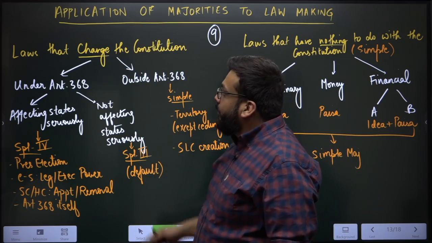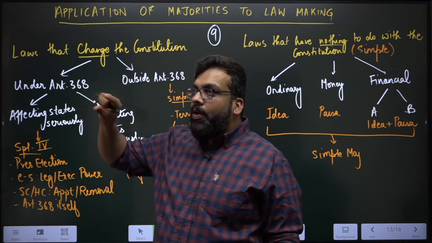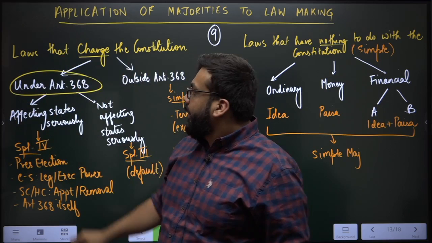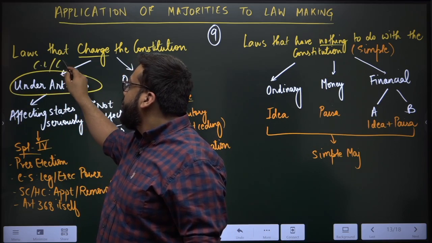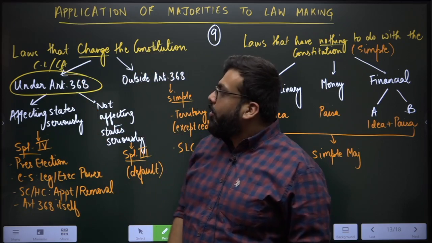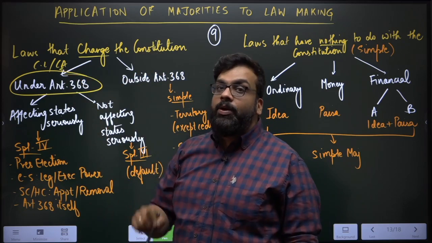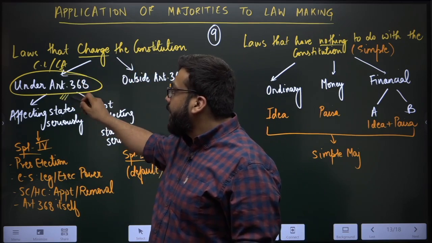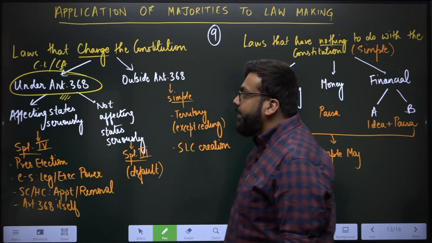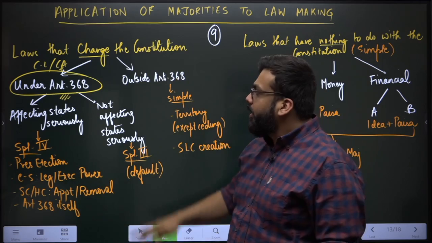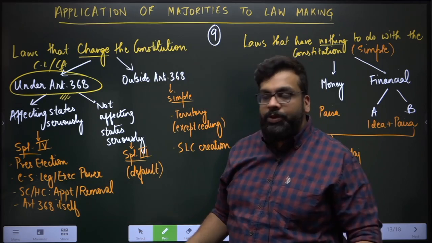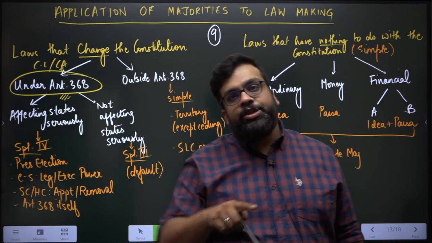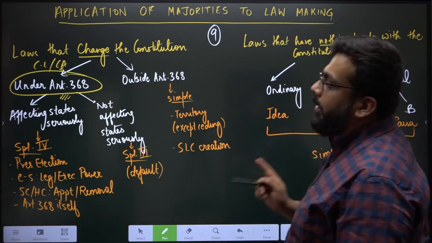Only laws which change the constitution, or change those parts of the constitution which are under 368, are called constitutional laws. They're called constitutional amendments. Constitutional amendments are only those laws which are changing those parts of the constitution which are under Article 368. Everything else, you don't call constitutional amendments, you call them amendments, or laws, or anything else. Constitutional amendments are only those laws which change those parts of the constitution under Article 368.